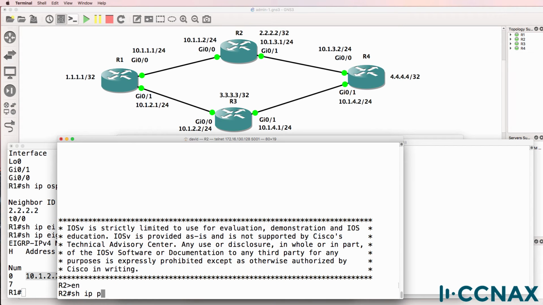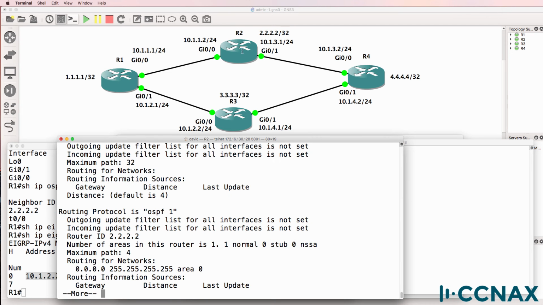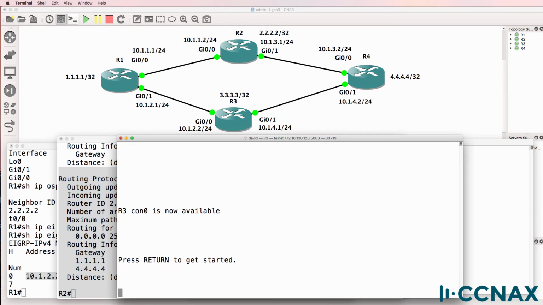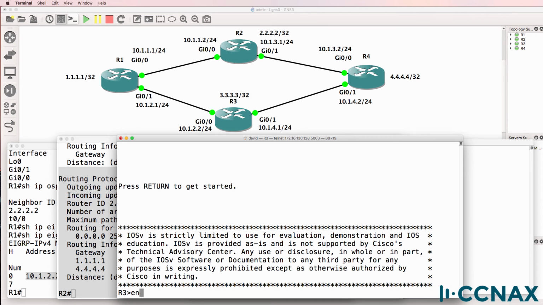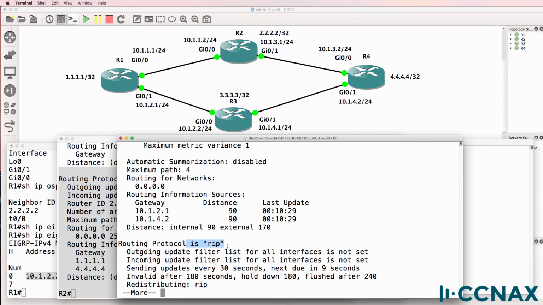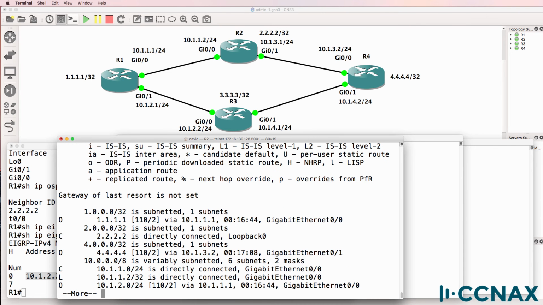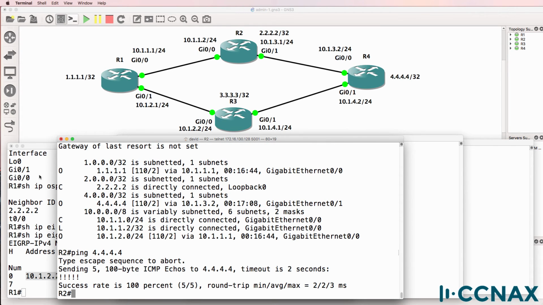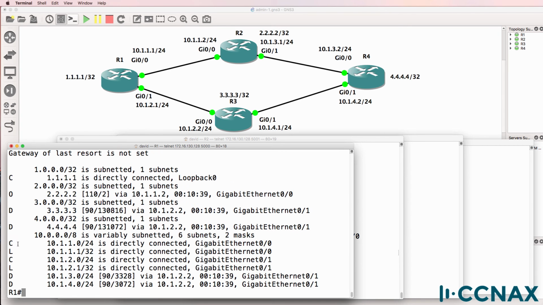Now, in this topology, I didn't enable EIGRP on router 2. Router 2 only has OSPF enabled. On router 3, in this topology, we only have EIGRP and RIP enabled. But on router 2, it is learning about the network 4.4.4.4 through OSPF from router 4. So router 2 is able to ping that loopback, but on router 1, the network is not shown in the routing table, and that's because of administrative distance.